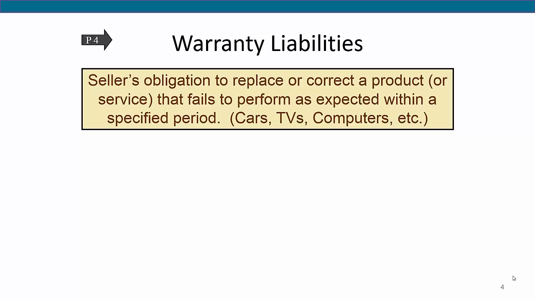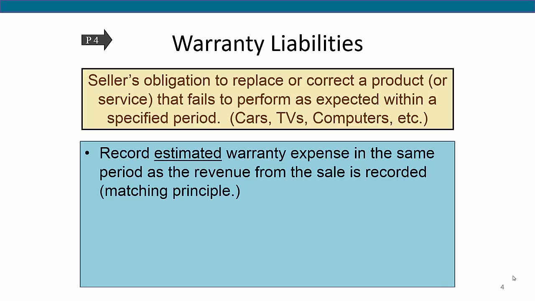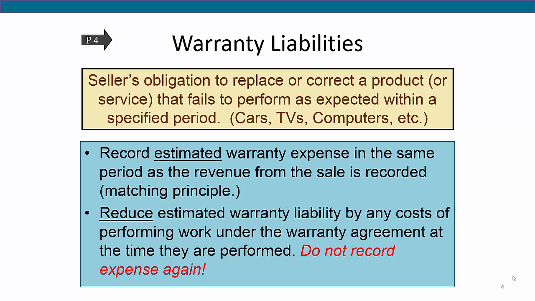Now, many products sold are covered by a warranty. The seller is liable for replacing or repairing the product while it is under warranty. To make sure we follow the matching principle, we must report the estimated warranty expense in the year in which the sale is made. In this way, we are matching expenses with revenues. We need to be careful, though, when we record actually performing the warranty work. The liability is reduced, but expense is not recorded again.